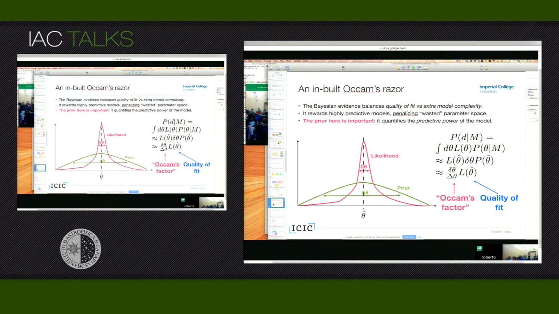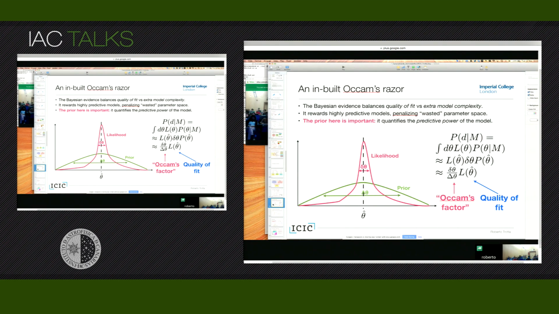Okay, again, a quick recap of what this Bayesian evidence is. It is effectively a built-in Occam's razor. It balances quality of fit versus extra model complexity by rewarding highly predictive models and penalizing wasted parameter space.